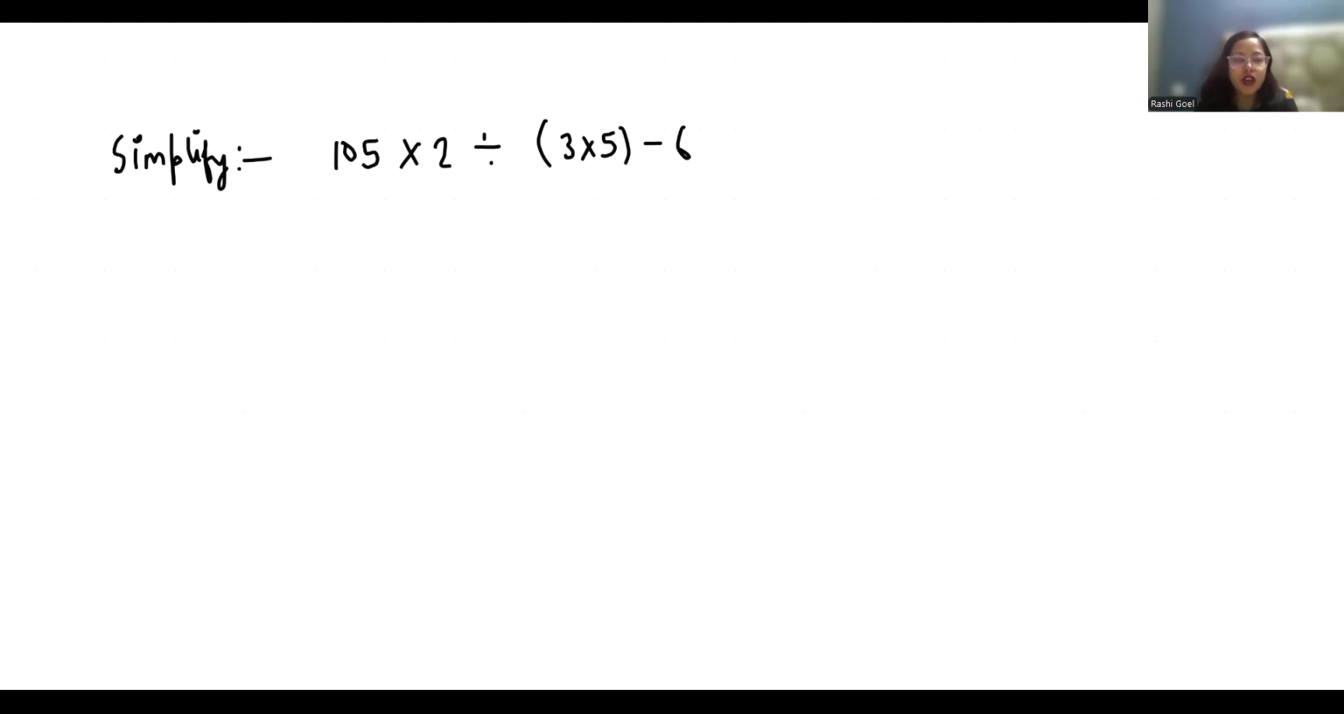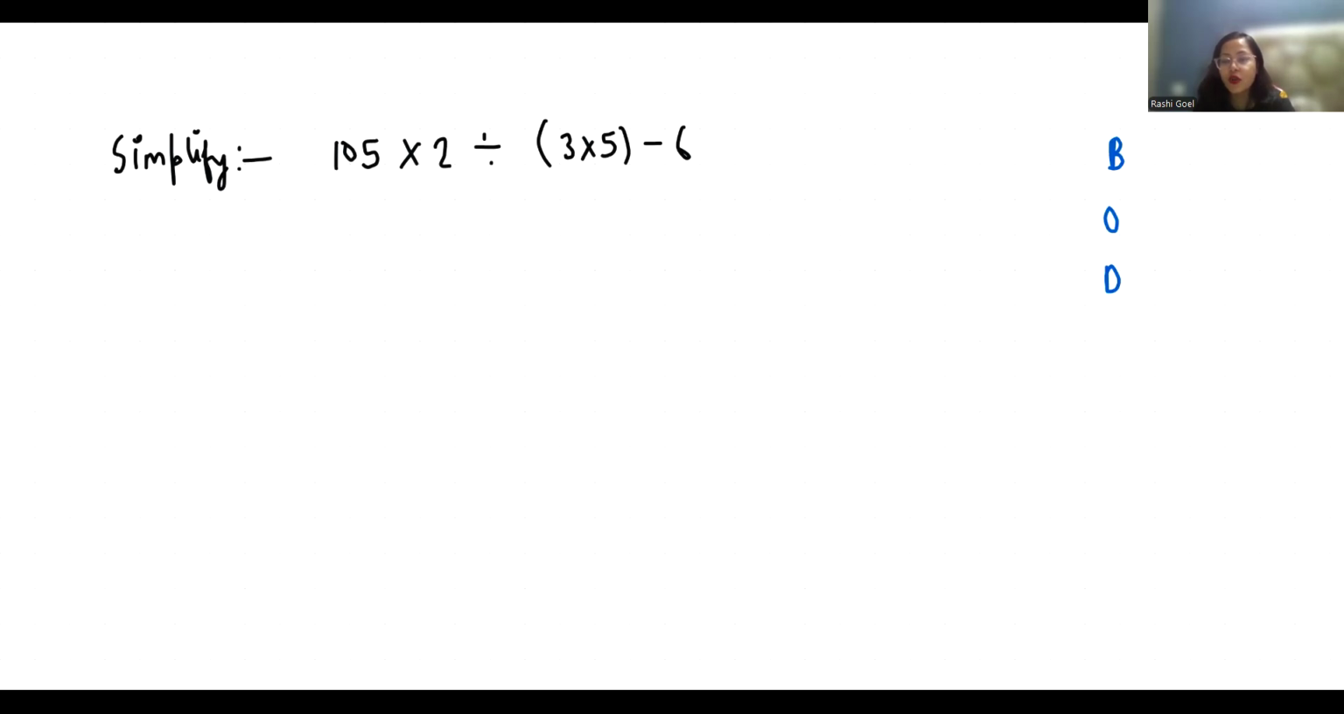So, 105 times 2 divided by 3 times 5 minus 6. There are multiple operations: multiplication, division, brackets, and subtraction. So what do we start with first? We are going to use the BODMAS rule, which helps us decide where to start the simplification.